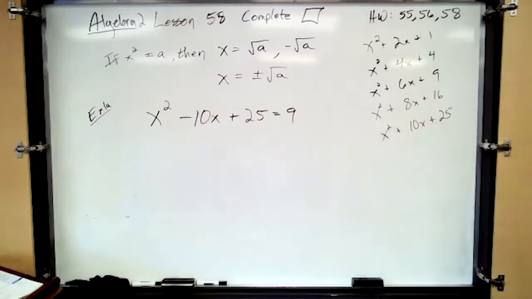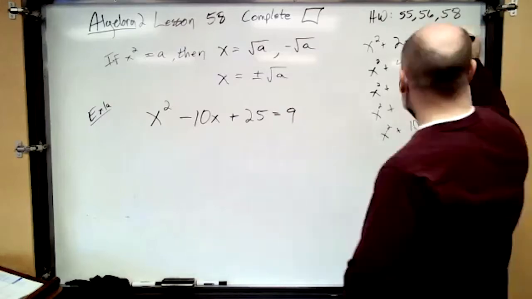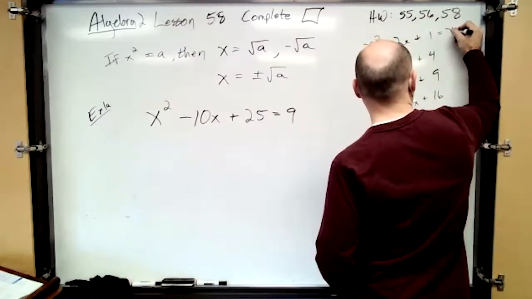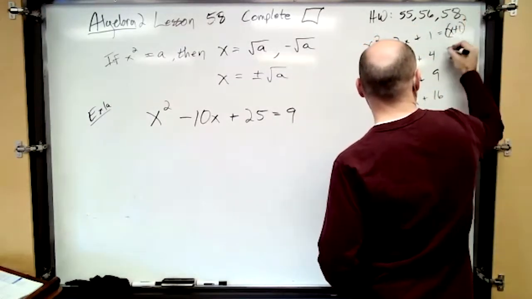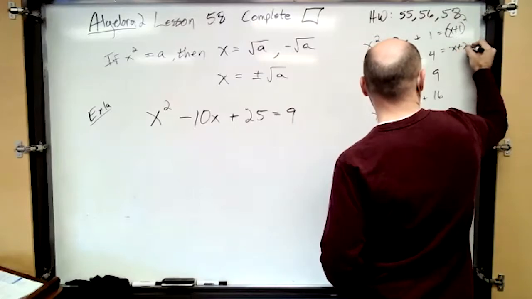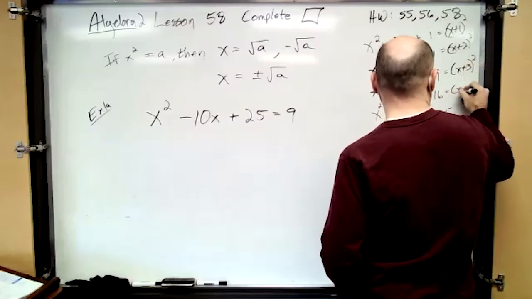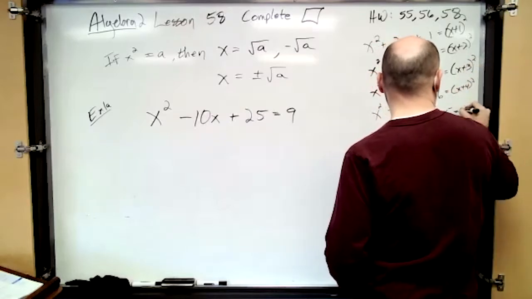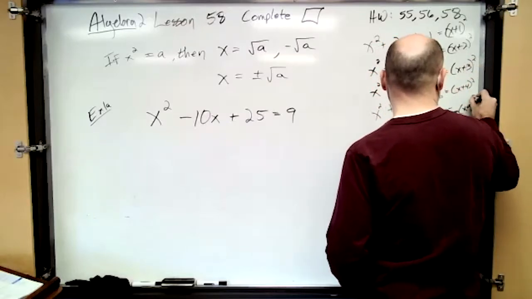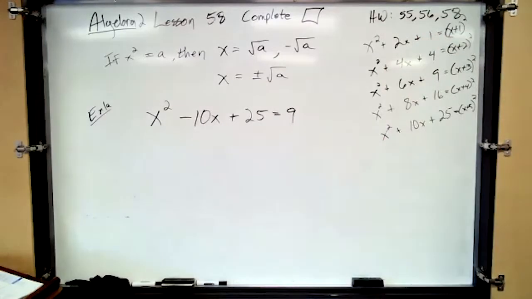Because if I did this, this is just x plus 1 squared. This is x plus 2 squared. This is x plus 3 squared. x plus 4 squared, x plus 5 squared. Okay, so these are square trinomials.